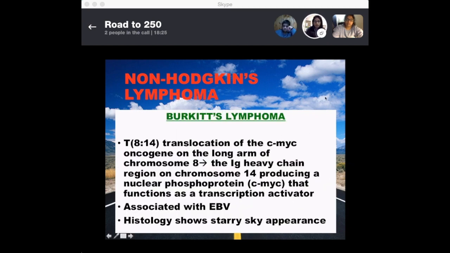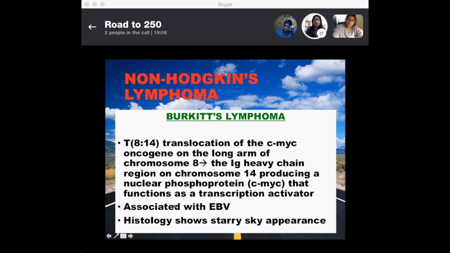On the other hand, Burkitt's lymphoma is a translocation between 8 and 14, and this translocation of the c-Myc oncogene on the long arm of chromosome 8 results in it translocating with the Ig heavy chain region on chromosome 14 that produces a nuclear phosphoprotein. So that's c-Myc, and the function of that is transcription activation. So that is what your mutation is causing.